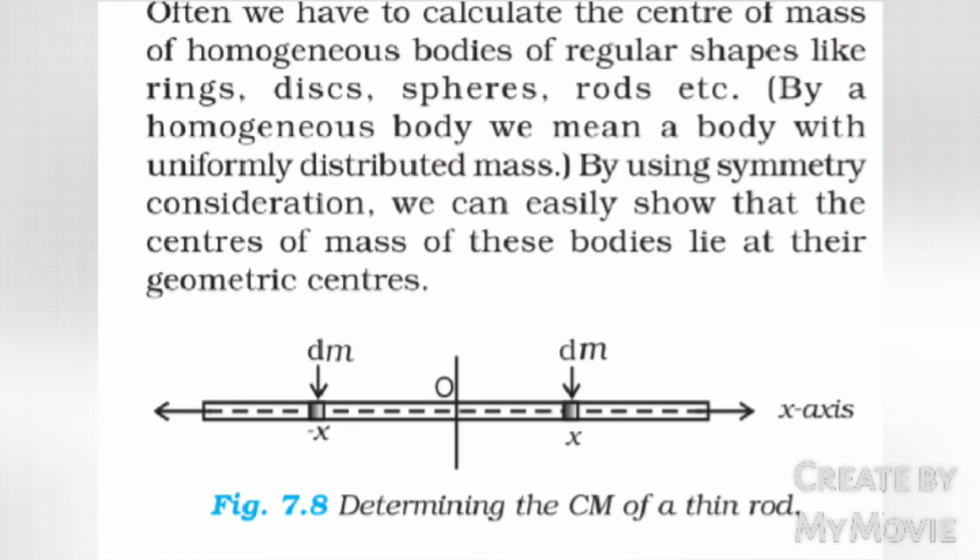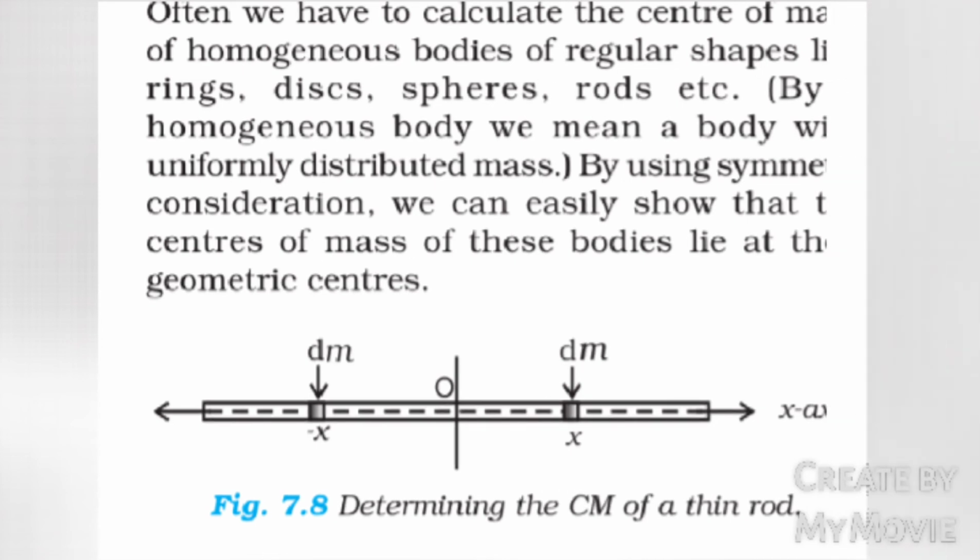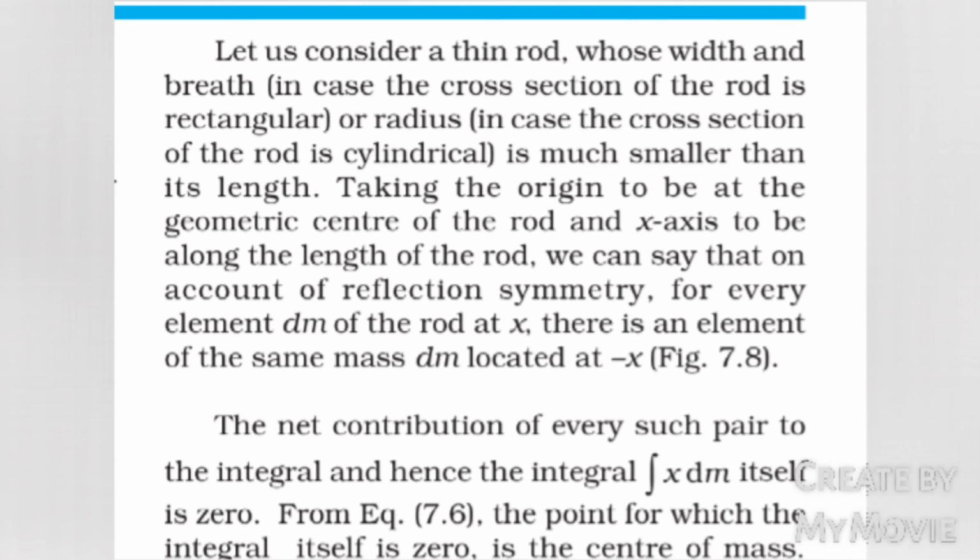By using symmetry considerations, we can easily show that the centers of mass of these bodies lie at their geometric centers. Figure 7.8, determining the center of mass of a thin rod. Let us consider a thin rod whose width and breadth, in case the cross-section of the rod is rectangular, or radius, in case the cross-section is cylindrical, is much smaller than its length.